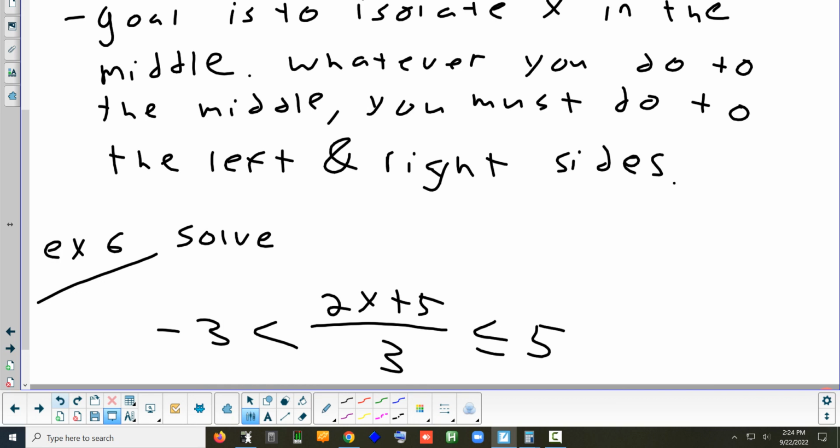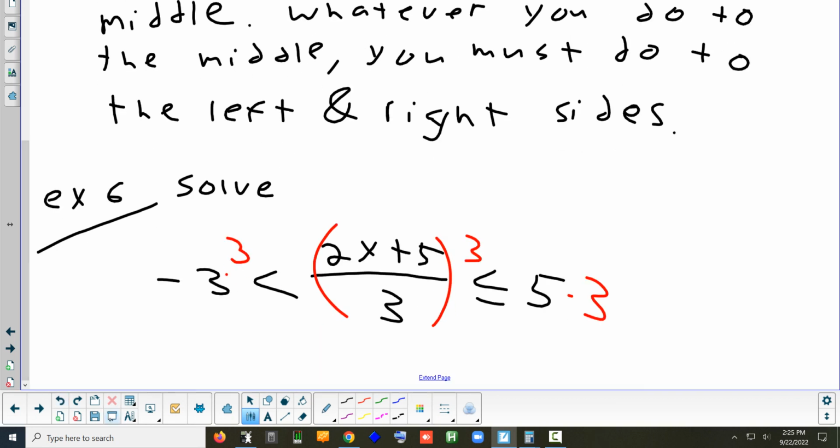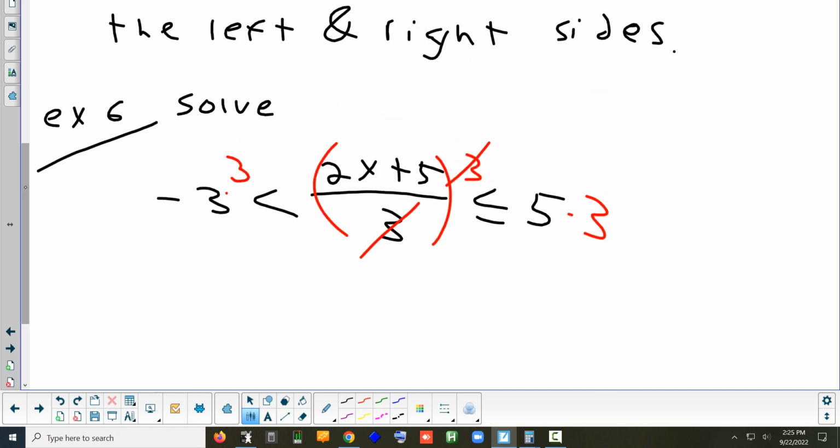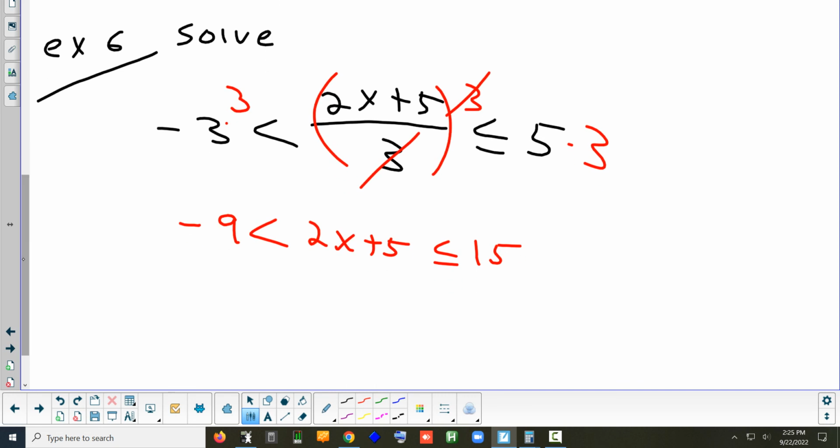Tony? Times the whole thing by 3. Yep. And remember, if you do it in the middle, do it to the left, do it to the right. That's your first step. When you times by 3 in the middle, that's gone. How about, Alex, what do I get when I do negative 3 times 3? Negative 9. Negative 9. And in the middle, the 3 is gone. And on the right, Kiana, 5 times 3, 15. Okay, good. So that's your first step.